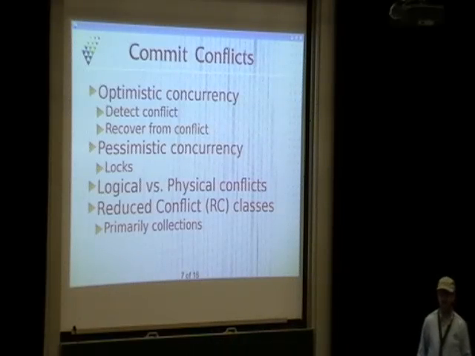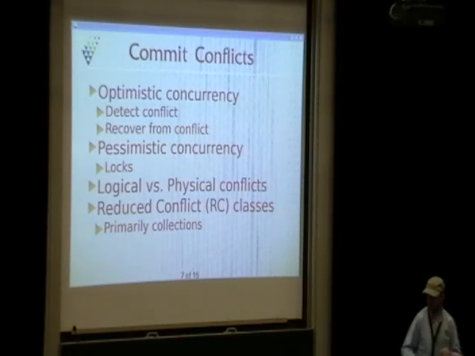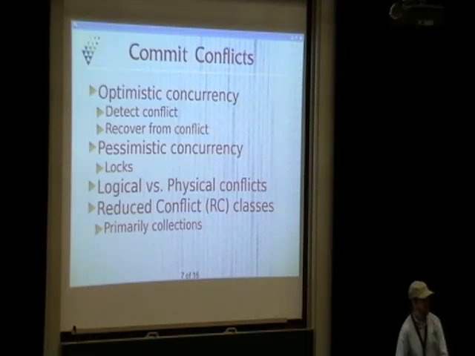So in order to allow that, Gemstone offers some reduced conflict classes. Most of them are collections. The class names start with RC, and it's reduced conflict, not conflict-free, because there are still some cases where you want to have conflict. For instance, in a dictionary, if two sessions concurrently add the same key but with different values, that's a conflict. You want to know about that.